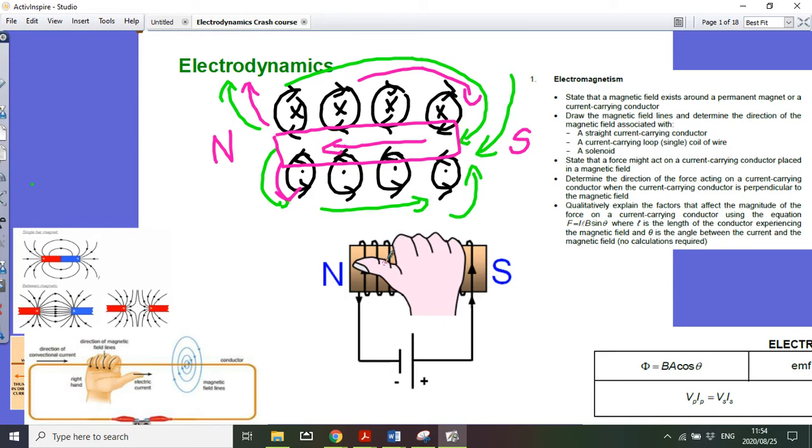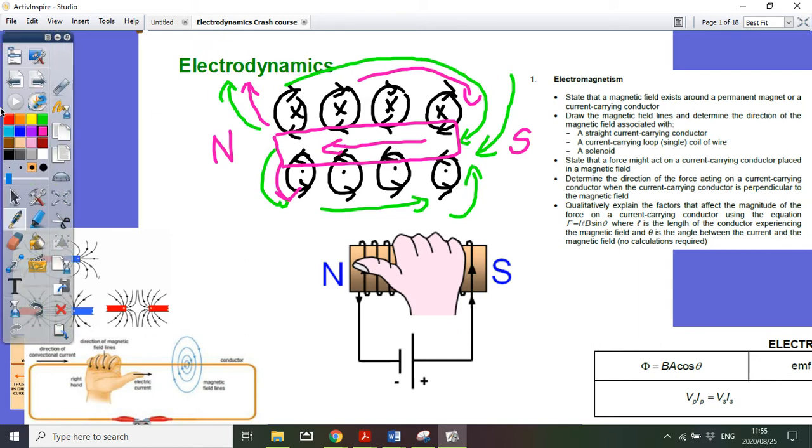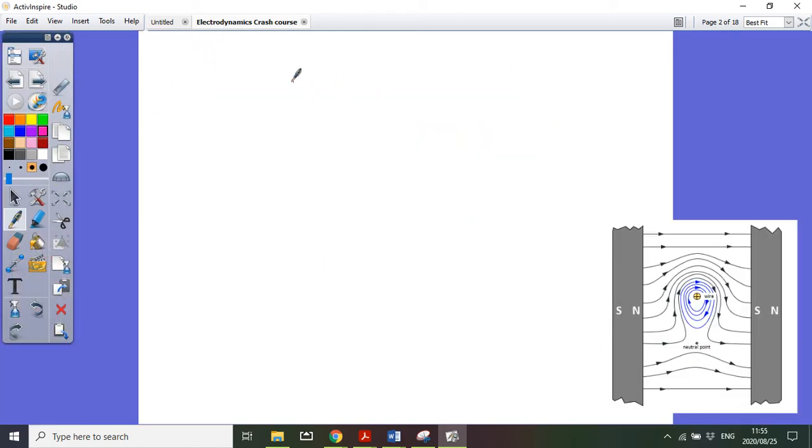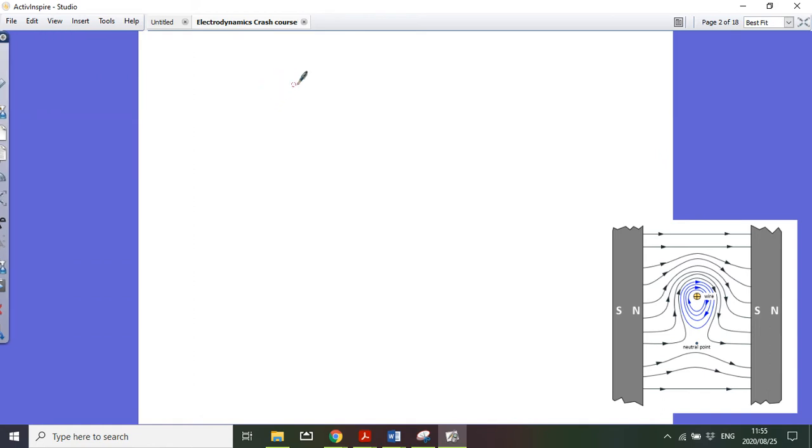Now moving on, we're going to look at when a force is actually created, because we need to get to dynamics. We're on the electro part already, but we need to get to how this is causing motion. So I'm going to just quickly do it using two conductors, because if you understand this principle, you will understand it for everything else.